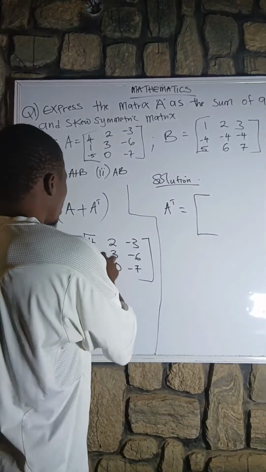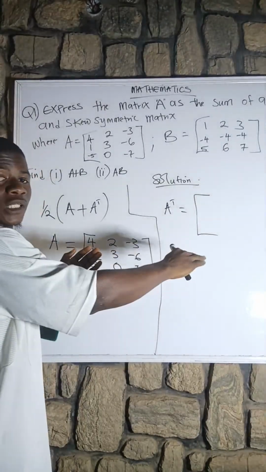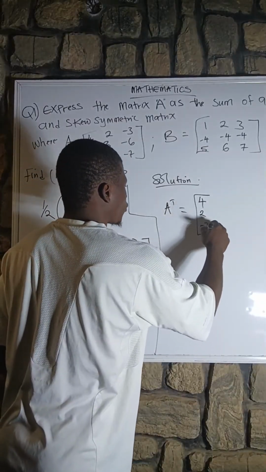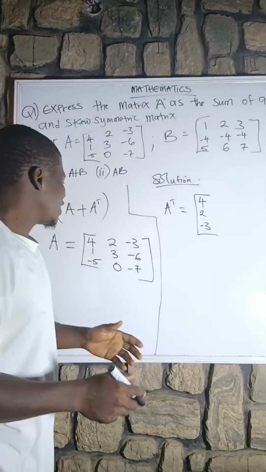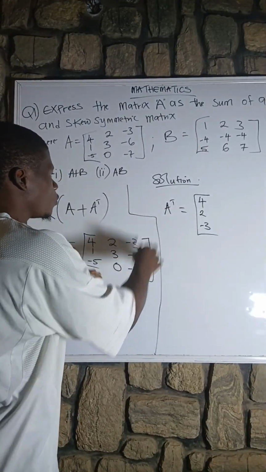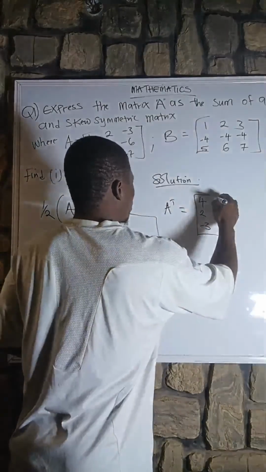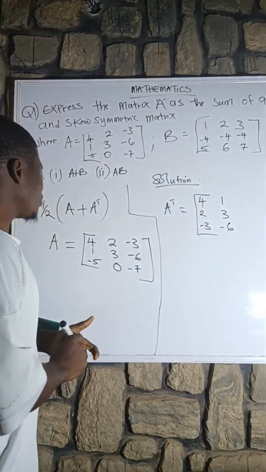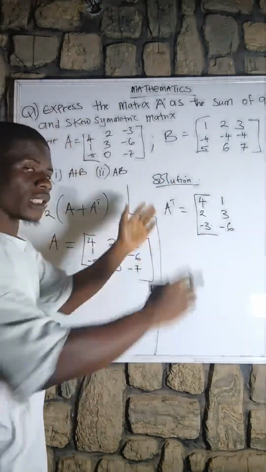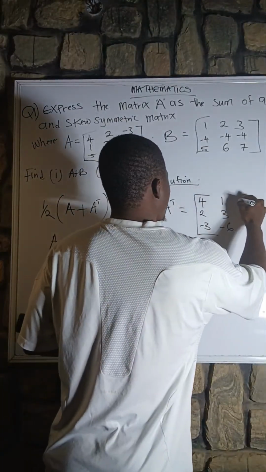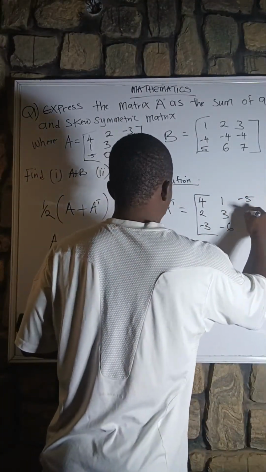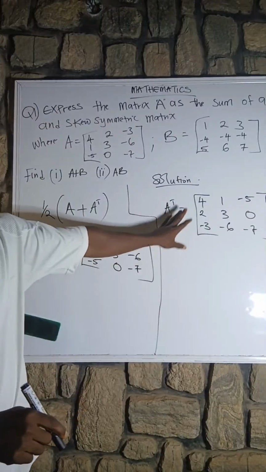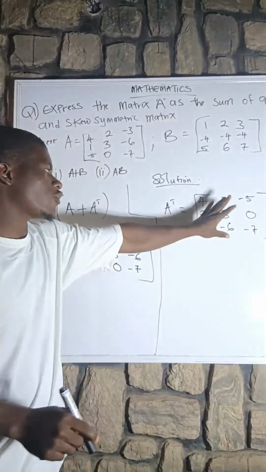Let's do it. So if 4, 2, minus 3 were the first row, we are going to change it to become the first column: 4, 2, minus 3. And then the same thing, we pick the second row to become the second column. This is going to be 1, 3, minus 6. Same thing, we are going to pick the third row to become the third column. So this is going to be minus 5, 0, minus 7. You have successfully found your A transpose.